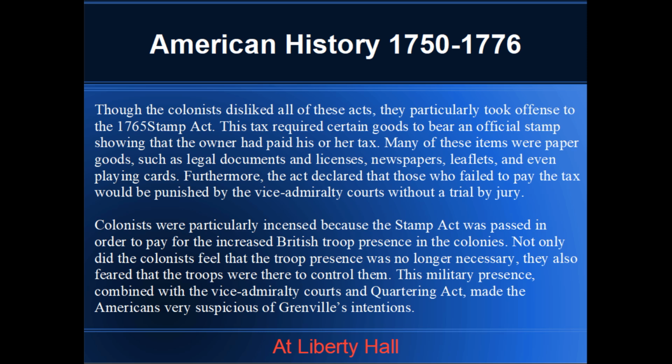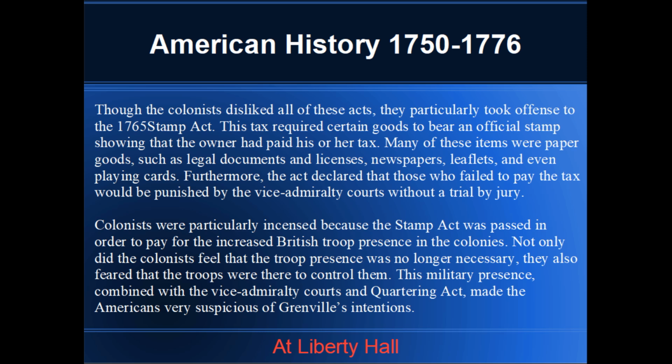This tax required certain goods to bear an official stamp showing that the owner had paid his or her tax. Many of these items were paper goods, such as legal documents and licenses, newspapers, leaflets, and even playing cards. Furthermore, the act declared that those who failed to pay the tax would be punished by the Vice Admiralty courts without a trial by jury.